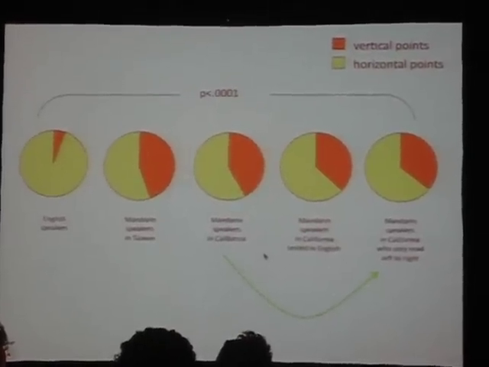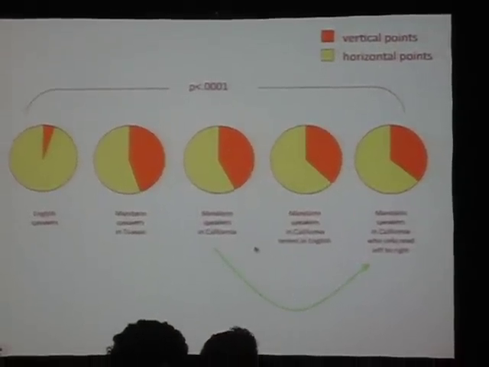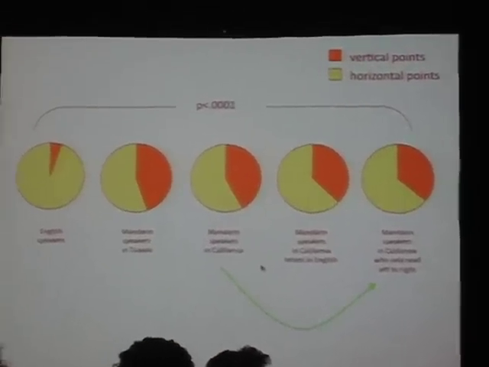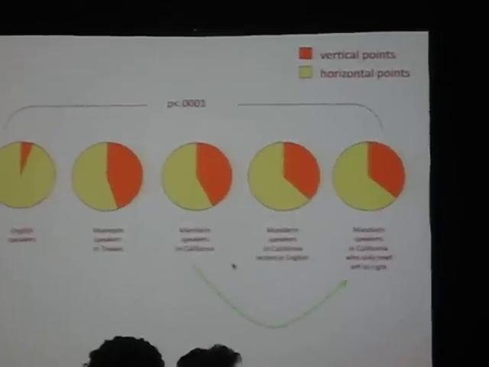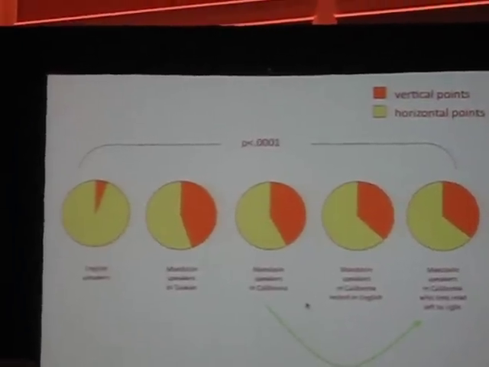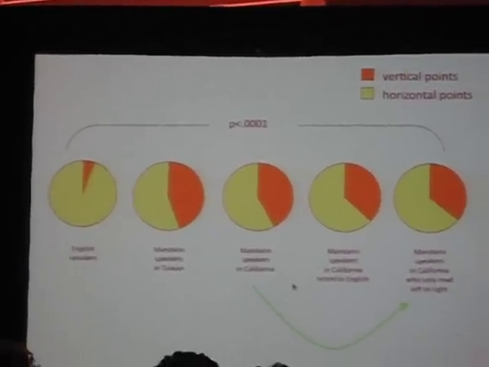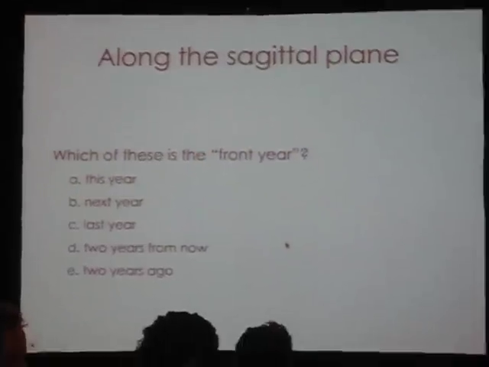And when you look at those people, so take this sample and only look at the folks who say they only ever read left to right, never read vertically, they still show much more vertical pointing than do English speakers. I'll show the same thing. So writing direction certainly can affect these tasks, but it doesn't seem to be doing all the explaining here. Okay.